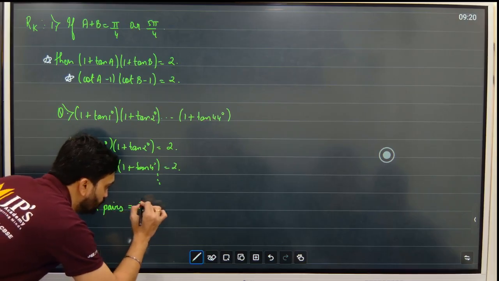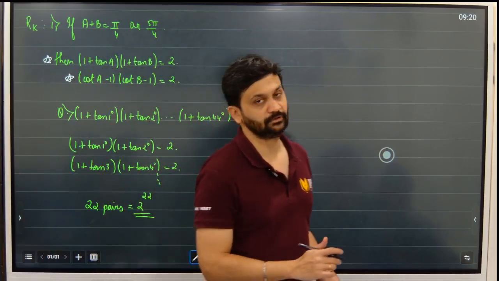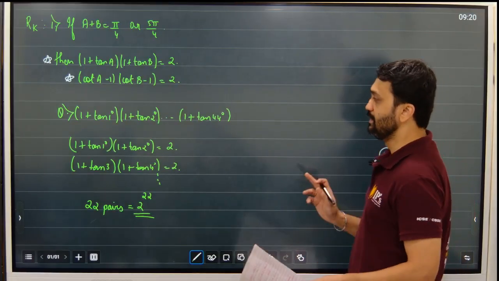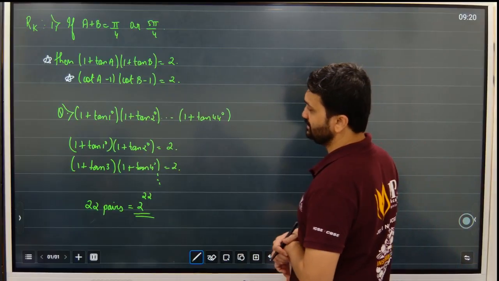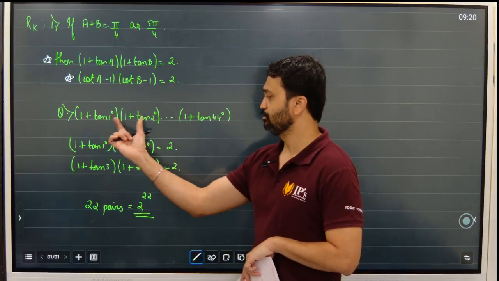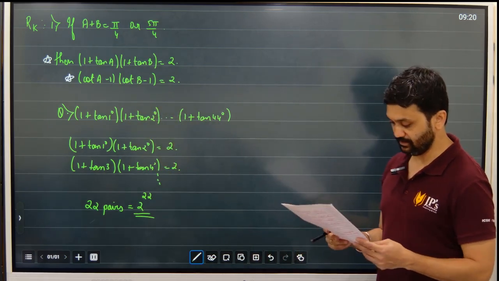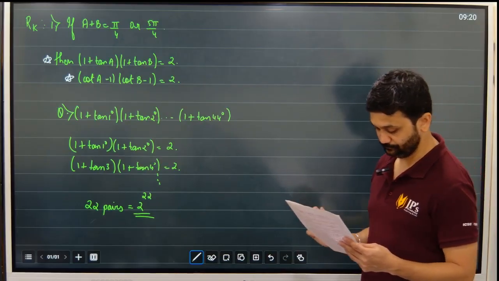So my answer is going to be 2 raised to 22, because according to the formula, (1 plus tan a) into (1 plus tan b) is equal to 2. If we take two brackets together, that is, make pairs, each pair becomes 2, and this will repeat 22 times. Hence my answer will become 2 raised to 22. Has everybody understood this?